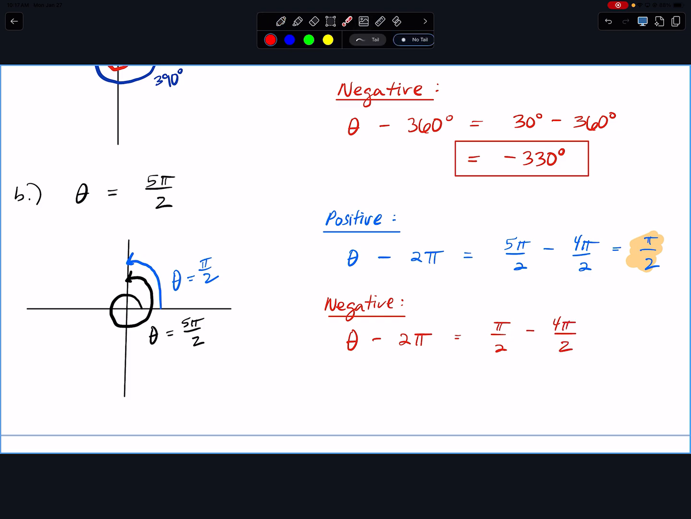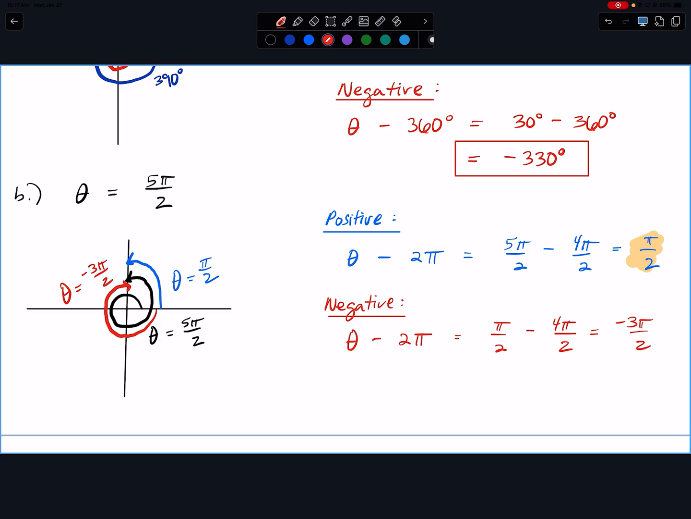Are you guys with me? 4 pi over 2 is the same thing as 2 pi, just a common denominator. So this is 1 pi over 2 minus 4. What's 1 minus 4? Negative 3. So this should be negative 3 pi over 2. So negative 3 pi over 2 would be that.